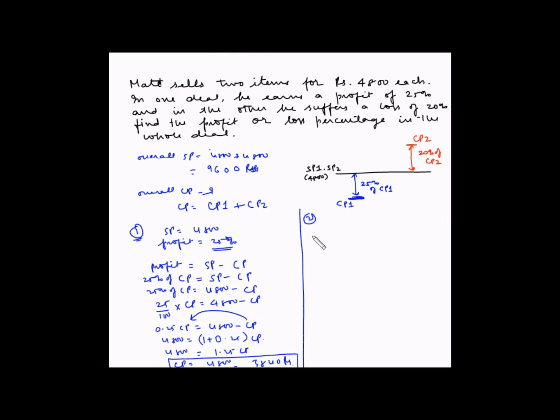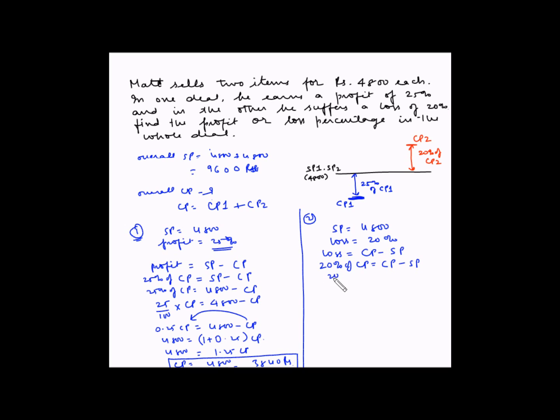Now let's take the second case. So in the second case, we have selling price is equal to 4800 and loss is equal to 20%. Now since we have made a loss here, what this means is that our cost price is bigger than the selling price. So loss is equal to the bigger value, which is cost price, minus the smaller value, which is the selling price. Now loss is 20% of cost price, and this is equal to CP minus SP.